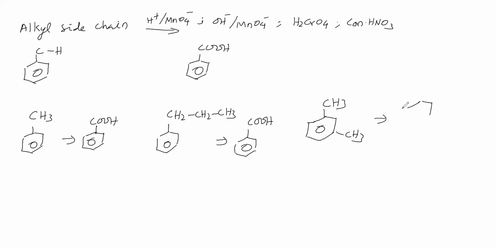Now each alkyl group will become a carboxylic acid. Therefore, you will get two carboxylic groups. If you take ortho, you will get the ortho isomer; meta gives the meta isomer; para gives the para isomer. Like this, we are preparing carboxylic acids. So we have seen the preparations of carboxylic acids. Next we will see the properties.